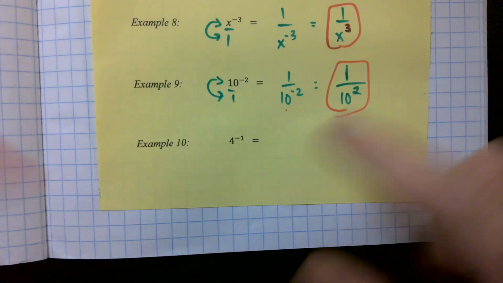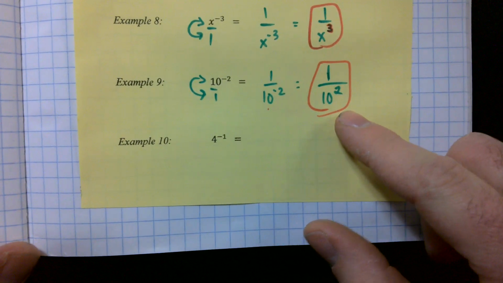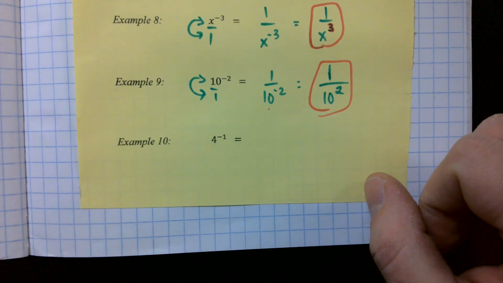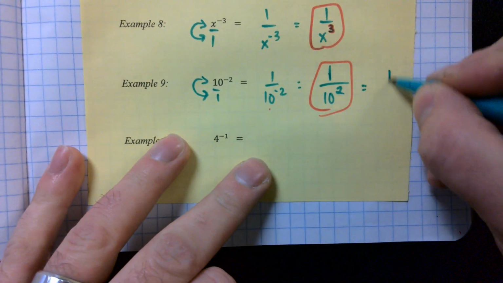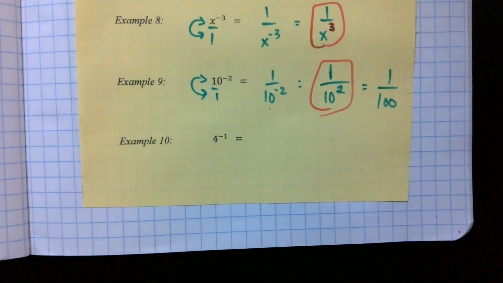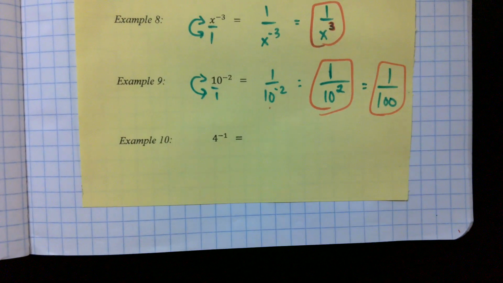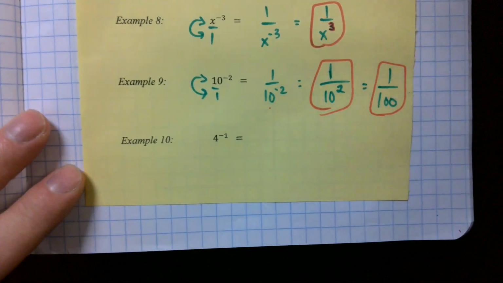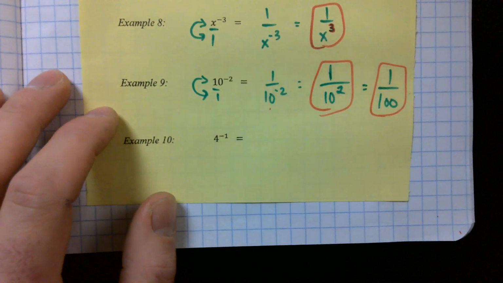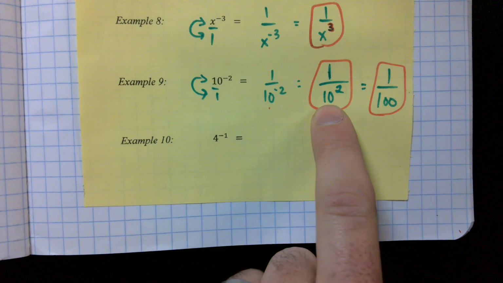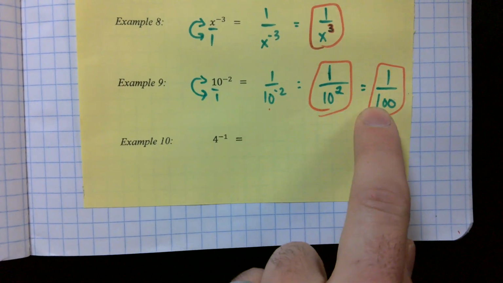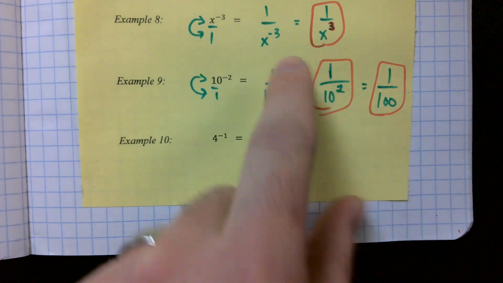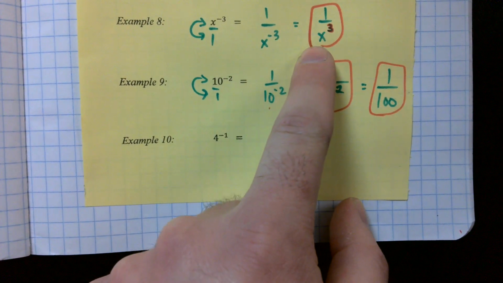Now check this out. What is 10 squared equal to? 10 times 10, right? Well, what is 10 times 10? 100. So when we have an answer that's easy for us to simplify, we don't have to pull out a calculator. It's not like 7 to the 6th power. I don't need to know what that is. If it's something simple like 10 to the 2nd, we're also going to simplify that to 1 over 100.